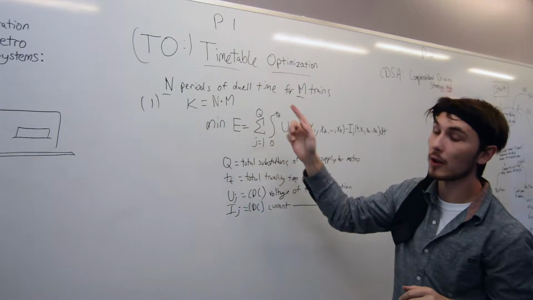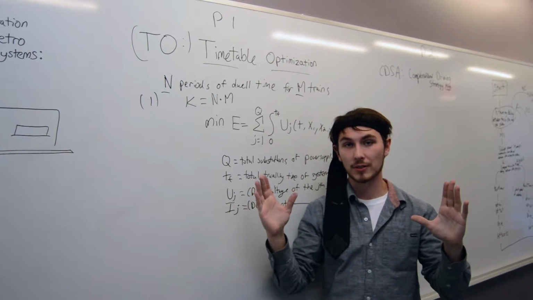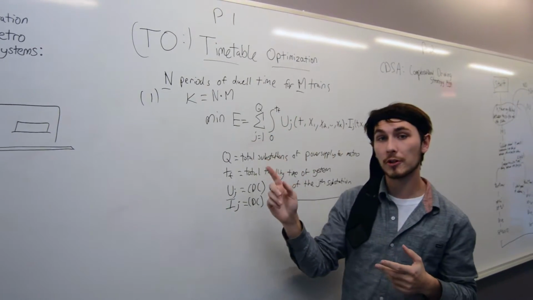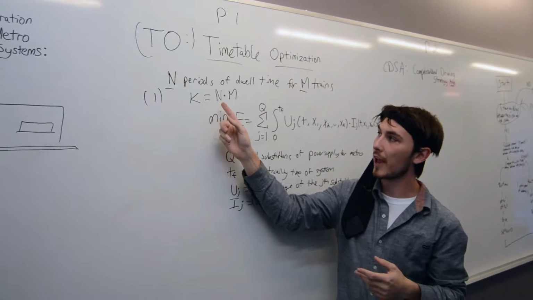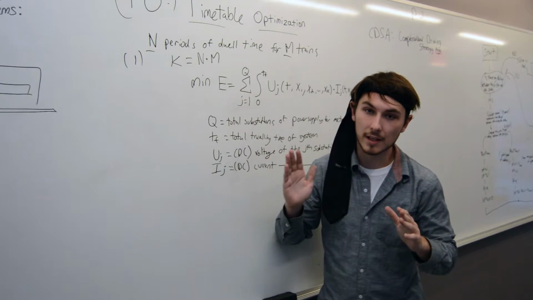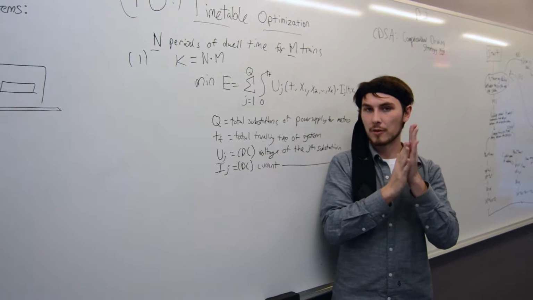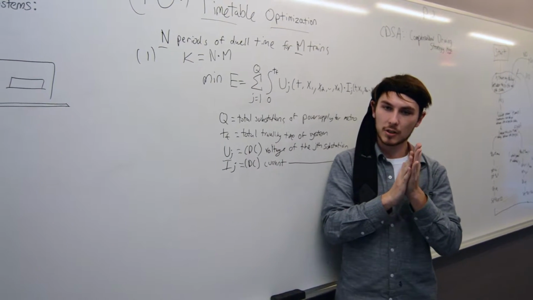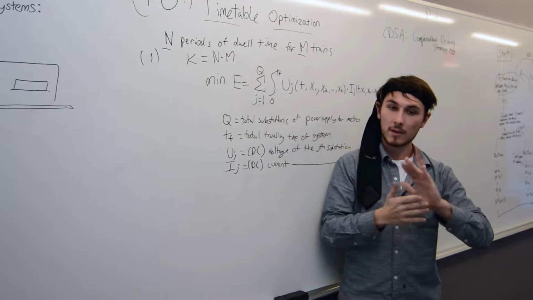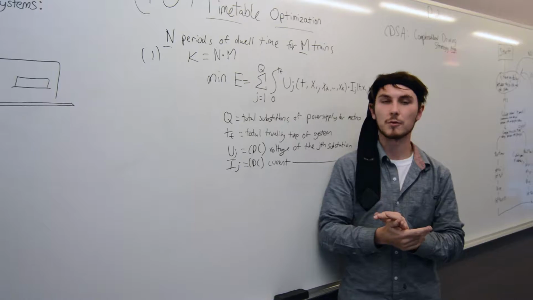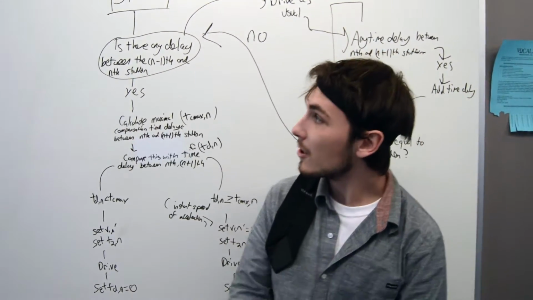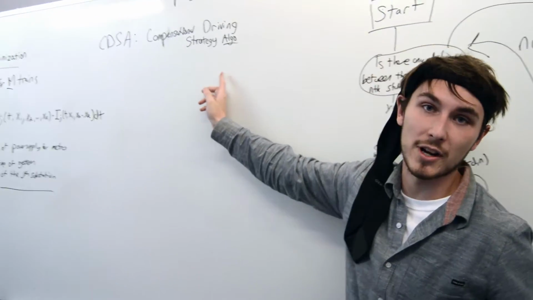There are n periods of dwell time. Dwell time is when the metro bus stops for people to get on or get off. And we have m trains. So what we're going to do is set this value k equal to n times m. To solve this equation, what we're actually going to use is a genetic algorithm called the mixed integer lattice crossover power mutation, which will modify the dwell time at each stop to make full use of the regenerative energy.